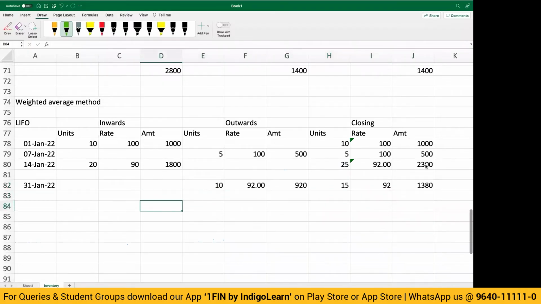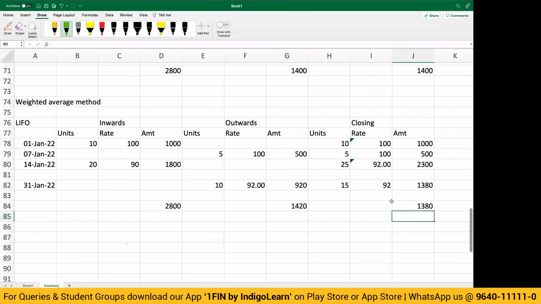Now here if you see, 2800, 1420 and 1380. Okay, slight difference because we took a very small example.